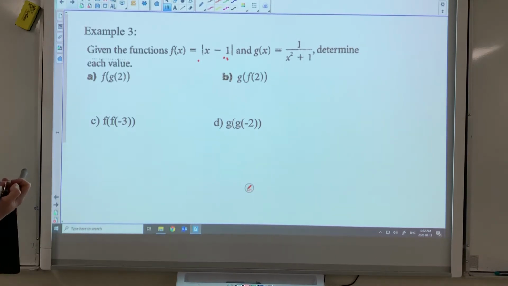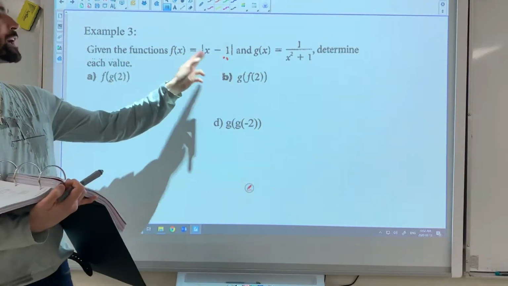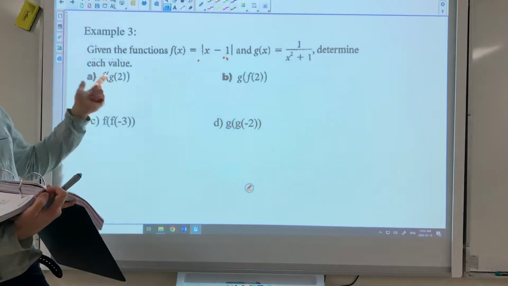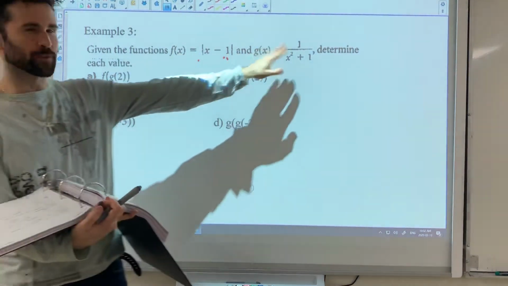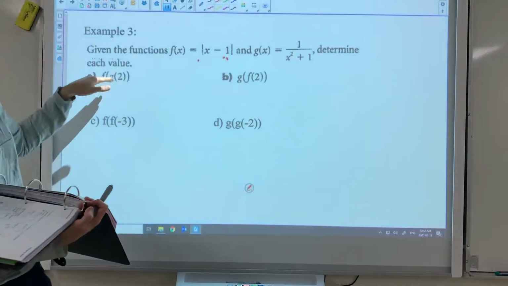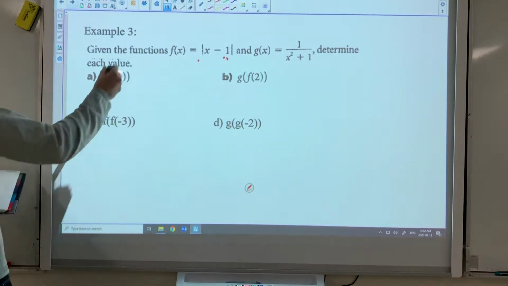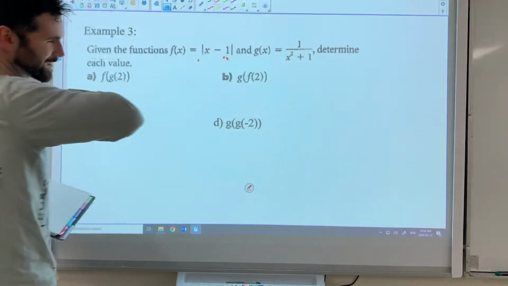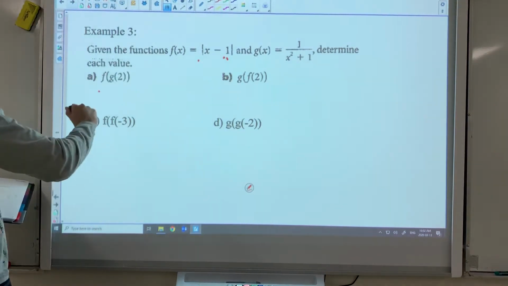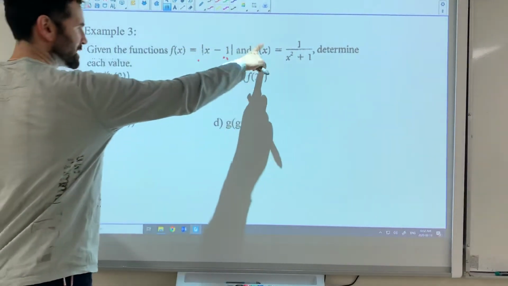They're not asking us to find, so they're not saying, hey, go algebraically find what f of g of x is. They're just saying, here's your two functions. You don't have the graphs this time. Go find this. Okay, so nothing really changes. Well, I guess it's completely different, but you're going to go plug it into the actual function. So go find g of 2. So which one's g? This is g.